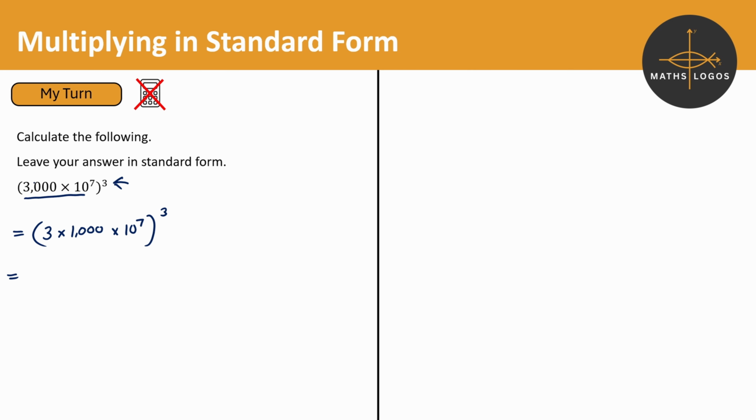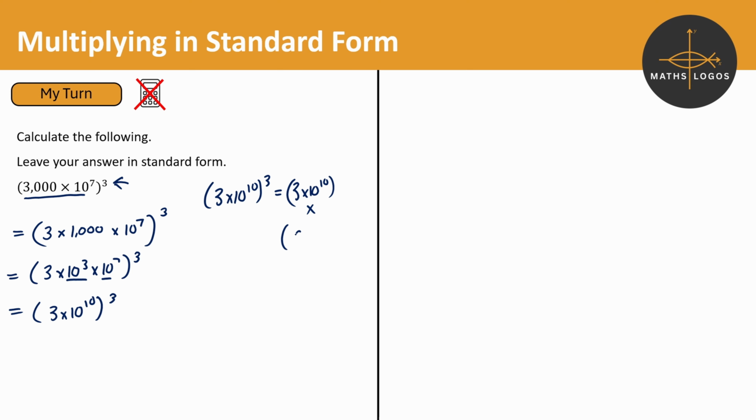If you can go straight to standard form for 3,000, that's great. This is the line you would have if you did that. 3 multiplied by 10 to the power of 3 multiplied by 10 to the power of 7, all cubed. Then collect together your powers of 10 to give you 3 multiplied by 10 to the power of 10. Just added 3 and 7 together, and I'm raising that to the power of 3. Now, what I need to know is that 3 multiplied by 10 to the power of 10 cubed is equal to 3 multiplied by 10 to the power of 10 multiplied by itself 3 times like this.